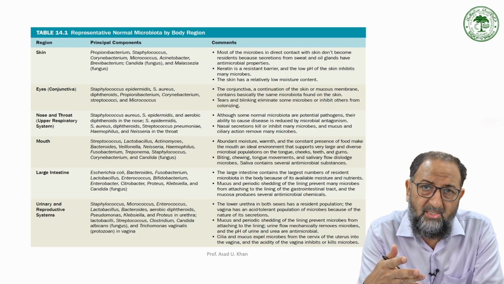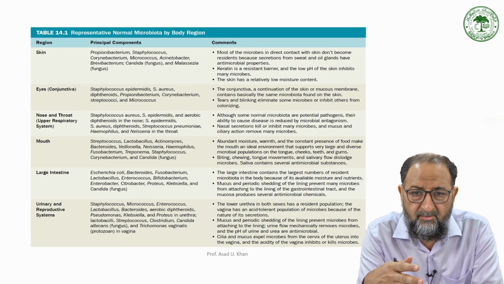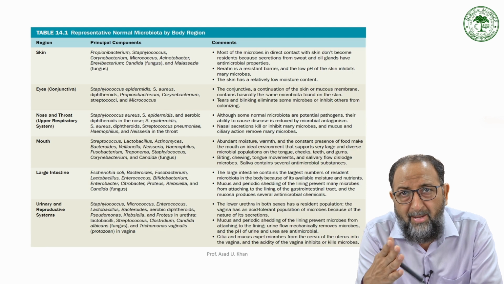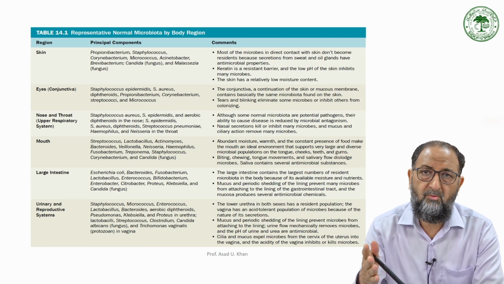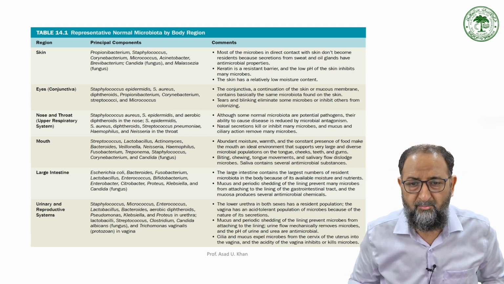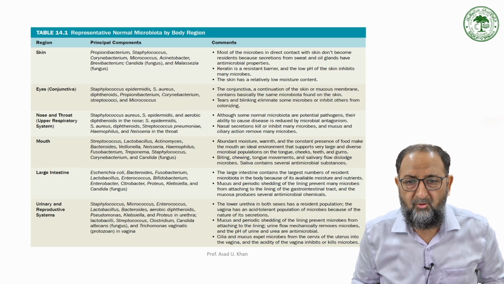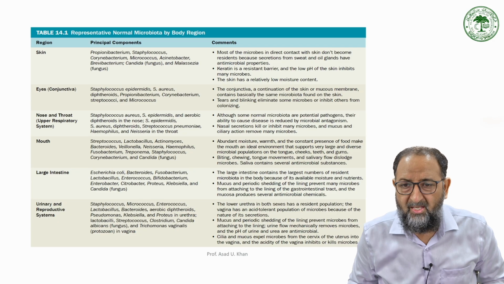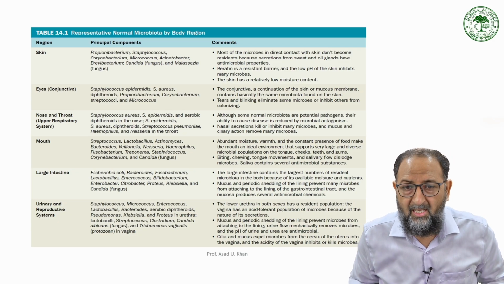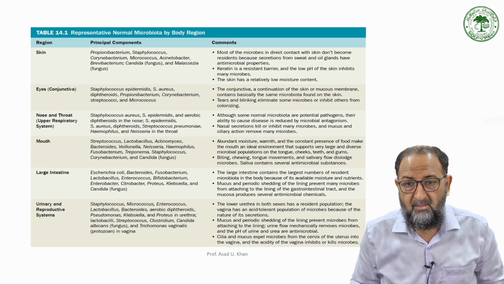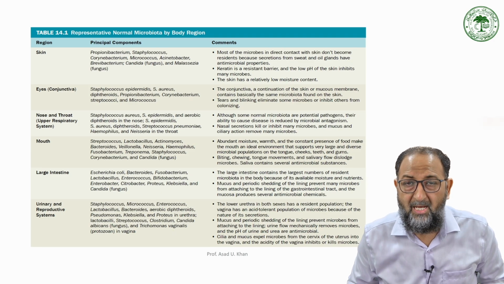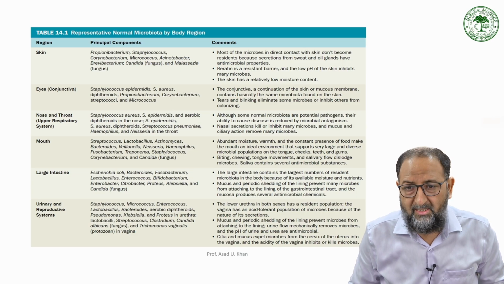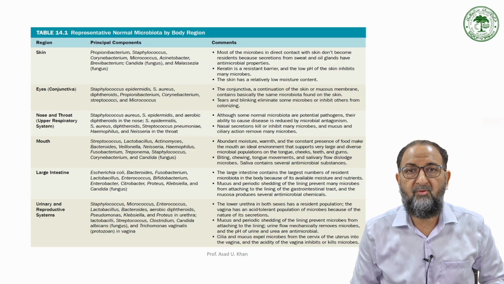Sometimes they are part of the microbiota of that particular region, and if there's an imbalance in this kind of host-pathogen interaction, then disease may be caused. For example, the lower urethra in both sexes, men and women, has a resident population of these microorganisms, especially lactobacilli, and the vagina has acid-tolerant conditions. So an acid-tolerant population of microorganisms is there in the vagina because of the nature of the vaginal secretion.